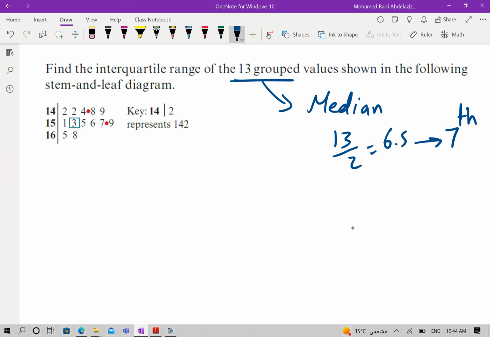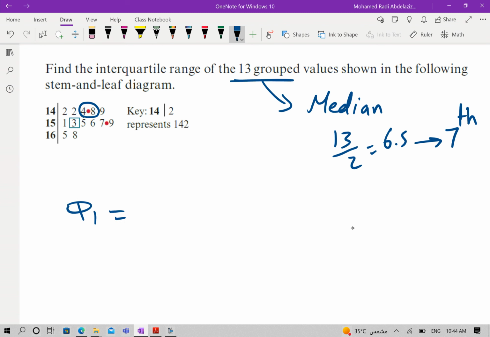If you divide 6 by 2, you get 3, so you have to take the third and fourth values. If you get a whole number, we have 2 medians, and you find their average. We have 6 values, 6 divided by 2 is 3, so the 3rd and 4th are 4 and 8. Find their average.